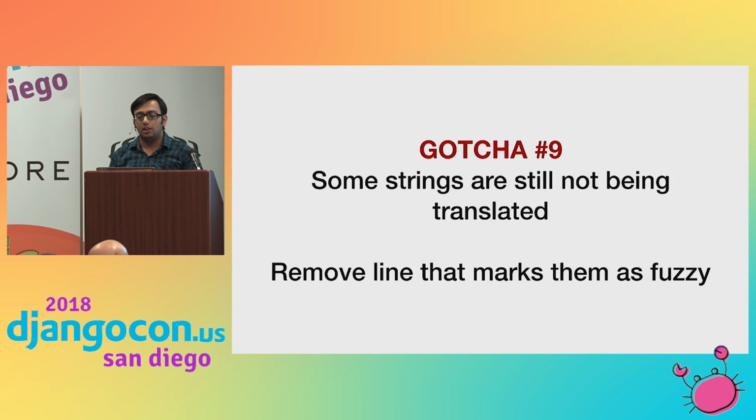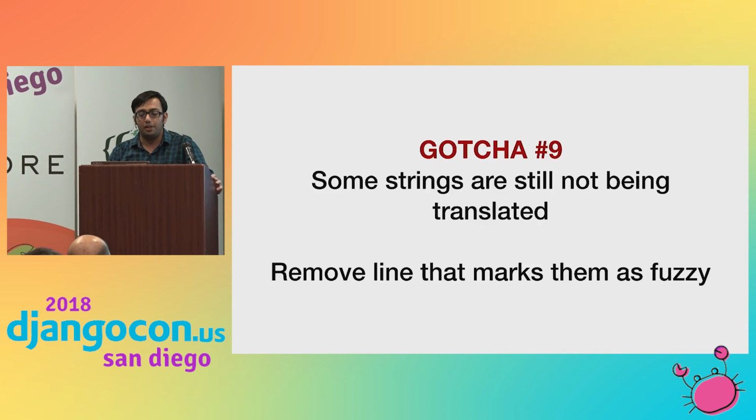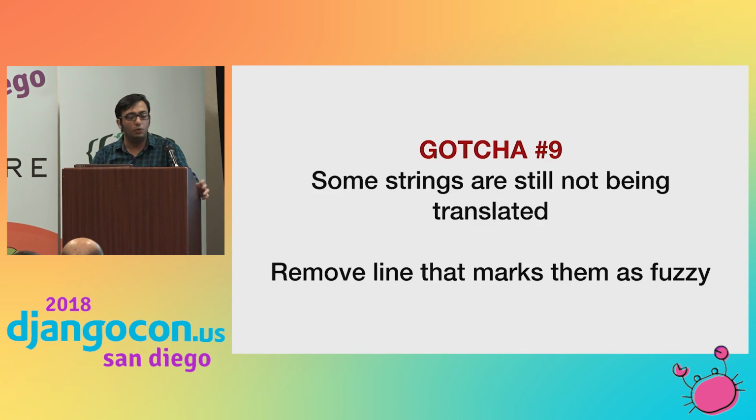Gotcha 9. Some strings are still not being translated. If you go into your django.po files, they would have been marked as fuzzy. These are particularly strings that Django marked as fuzzy because they want your translator to have a second look at it. Once you're sure that the translation is perfect, then you can remove that fuzzy line and compile the messages again, and the translation would work.